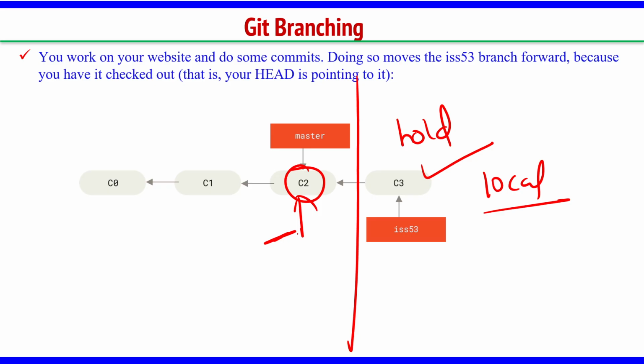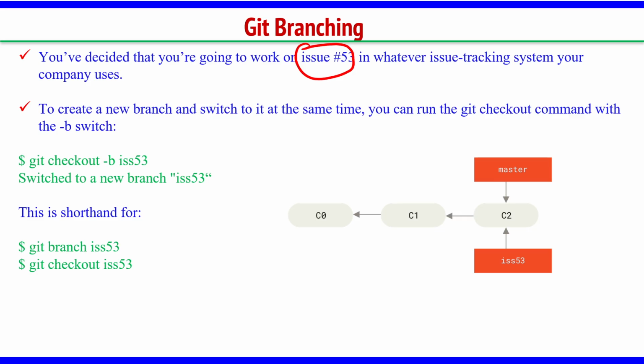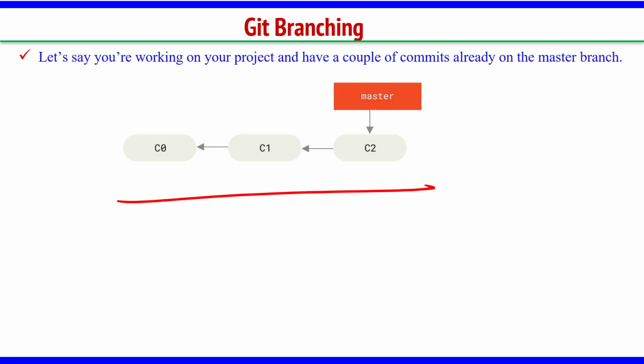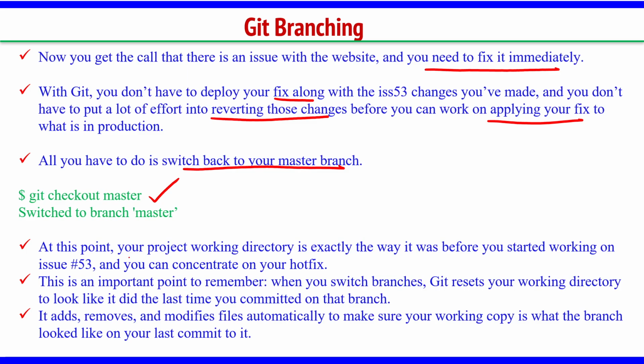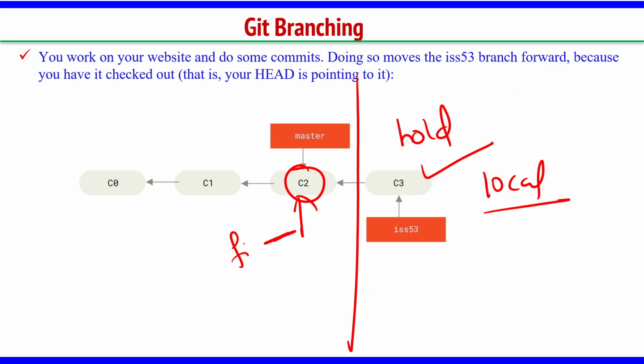Why? See, if C3 is not there, what was there earlier? Only this was there, right? Only this was there before C3 or before the new requirement. So at this point, your project working directory is the same as before you started, and now you can concentrate on your hot fix. It means you are trying to resolve this issue at C2 first, because that is urgent. Your work can be done slowly. You have just started working on a new requirement, issue number 53, right?